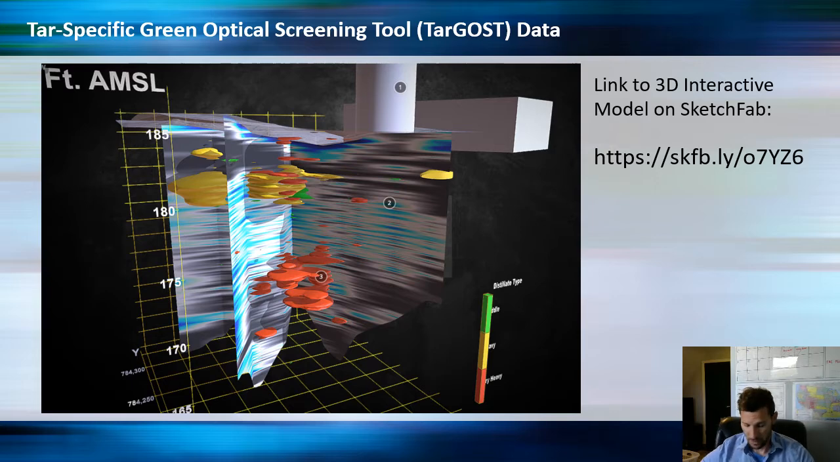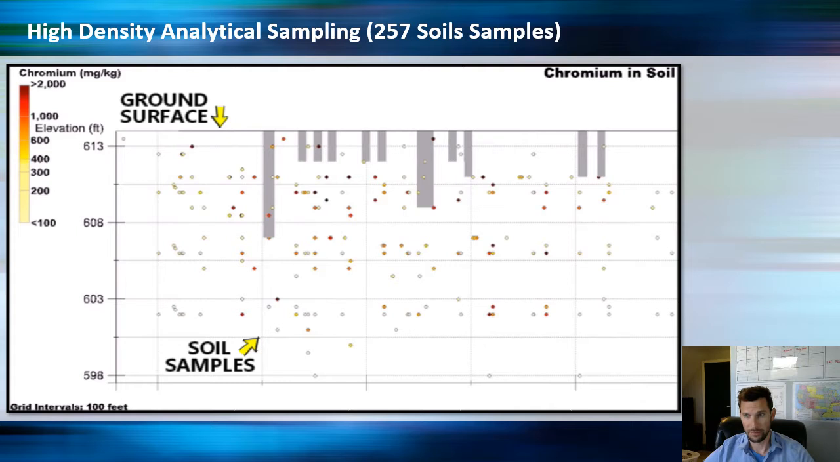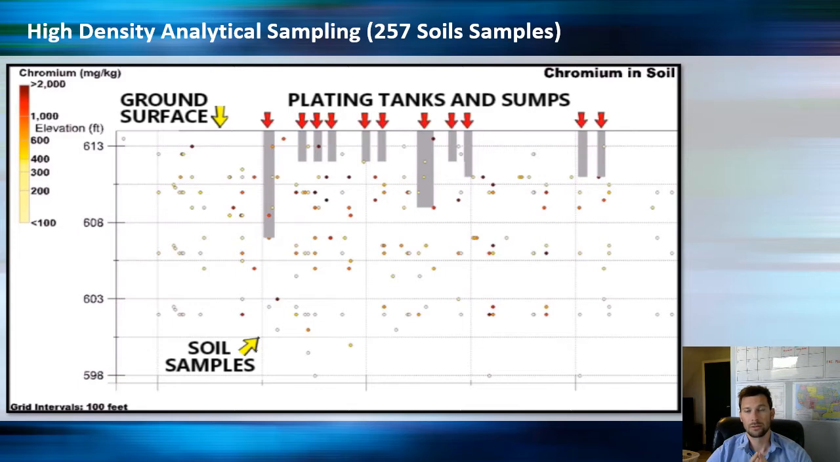And that kind of leads me to the next phase of the presentation. But before that, I have one more site here that this really isn't any screening tool data like a MIP or a LIF, but I just wanted to show that you can do this 3D modeling with high density analytical data, whether it be soil or groundwater or even soil gas. This is actually a chrome plating facility where we collected over 250 soil samples and analyzed it for total chromium. And we'll just show what this looks like in 3D.